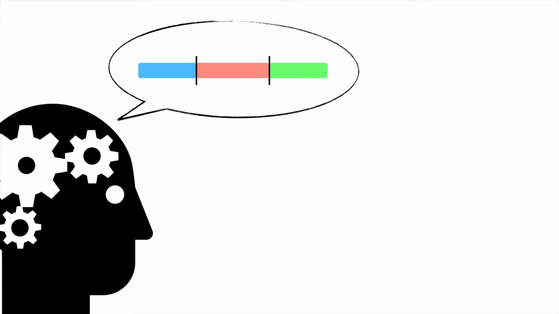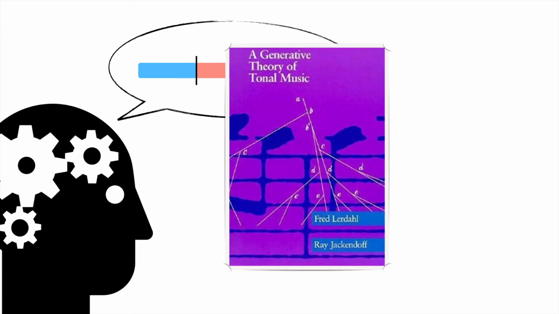Gestalt psychology offers many insights into the way we gather events into larger groups. A relevant book here is A Generative Theory of Tonal Music by Lerdahl and Jackendoff. Here the authors apply some of the principles of Gestalt psychology to musical grouping.